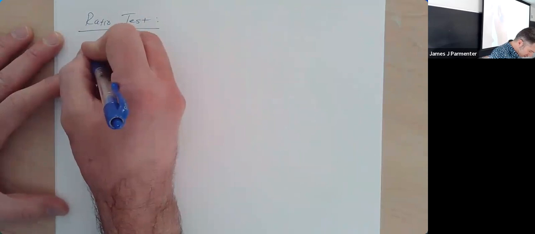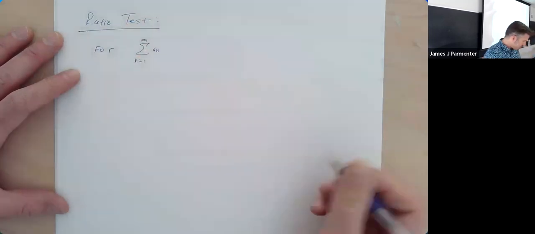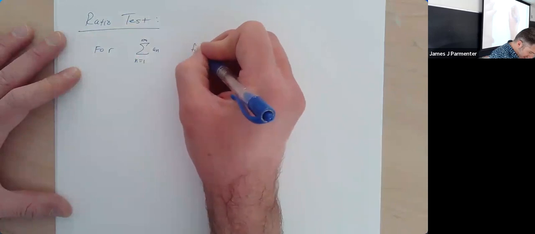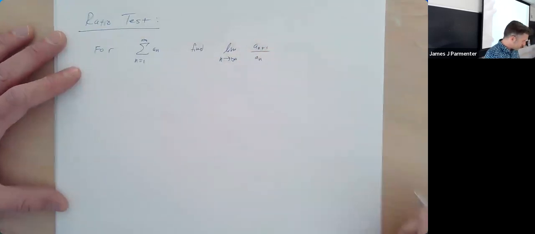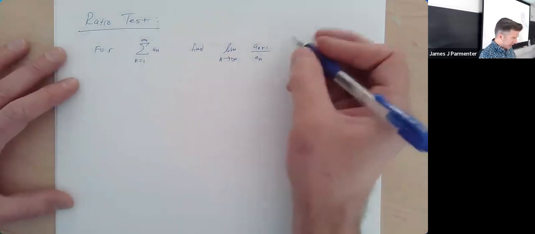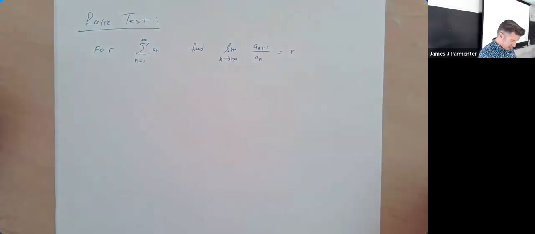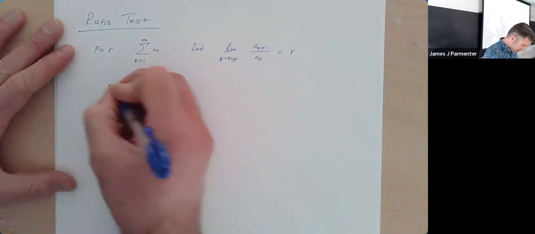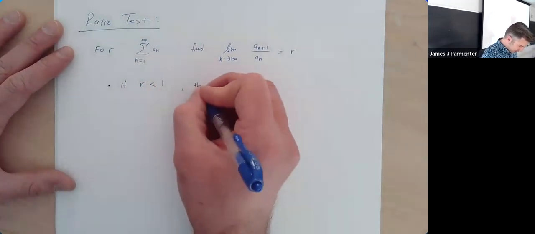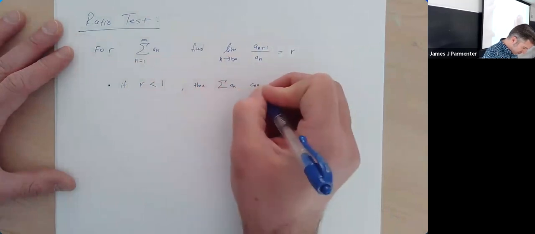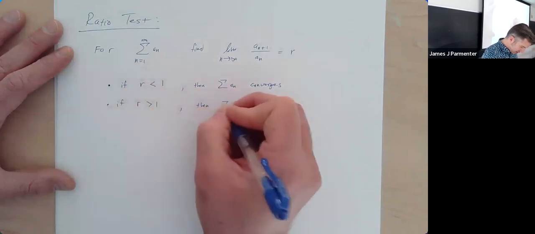So here is the ratio test, for the series from n equals 1 to infinity of a sub n, find the limit as n goes to infinity of the n plus 1 term divided by the n term. And let's say that limit is equal to, people often use L, I like to use R for a good reason. Let's say that limit is equal to R. Here is what happens. There are three things that happen. If that limit R is less than 1, then the series converges. If that limit R is greater than 1, then the series diverges.